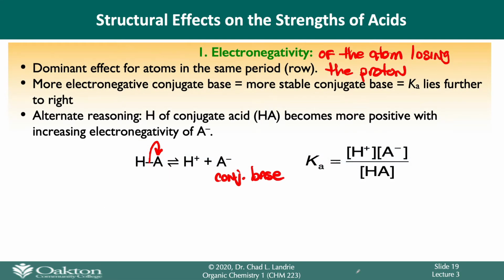I forgot to mention one very important thing, so let me go backwards, back to slide 19. This electronegativity principle only applies when the atoms losing the hydrogen that we're comparing are in the same period, or same row, of the periodic table. That very first point right here. So let me say that again. The electronegativity principle only applies when the atoms losing the proton are in the same row of the periodic table.